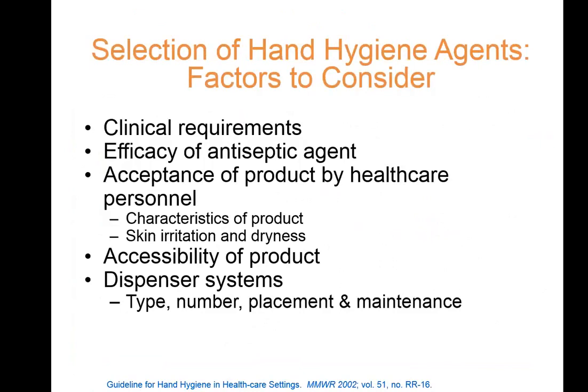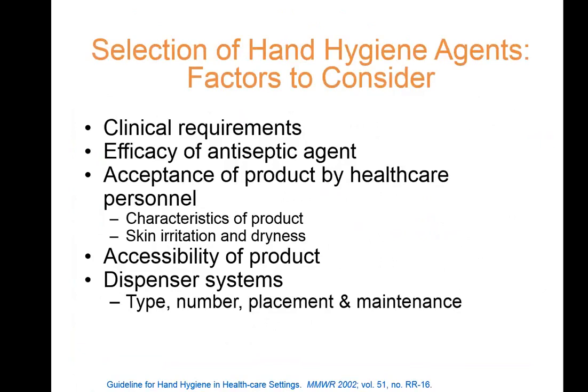So when you are involved in the selection of a hand hygiene agent, there are many things to consider. The clinical requirements are important, of course, how efficacious that antiseptic agent is, whether it be a triclosan, a chlorhexidine, or some other formulation. The product has to be acceptable to healthcare workers. So if they find it too drying or too irritating, they won't use it, and then you'll find out that you have lots of other problems.